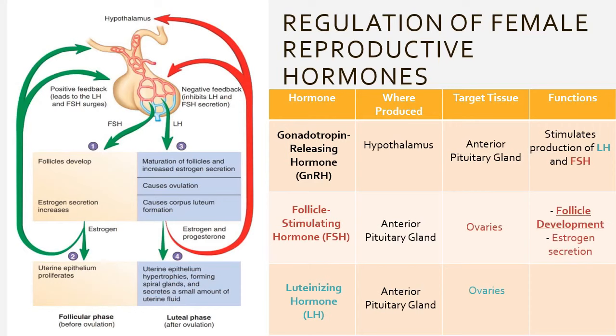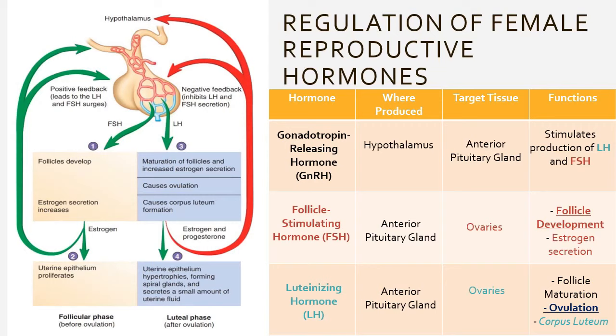The follicle-stimulating hormone will then promote the development of the follicles as well as increase estrogen secretion. Meanwhile, the luteinizing hormone stimulates the maturation of the follicle. Once the body attains high levels of luteinizing hormone, this will then trigger the event called ovulation, wherein the mature ovum is ejected from the follicle.